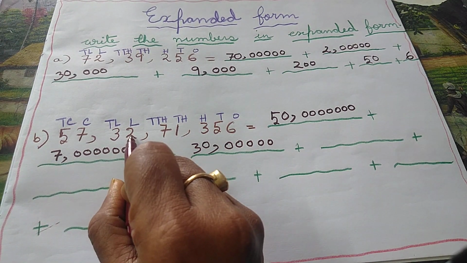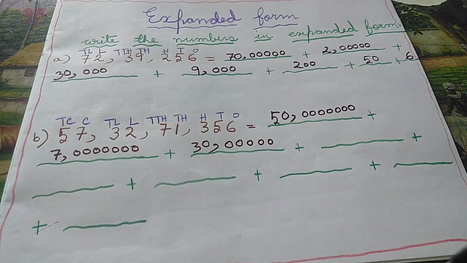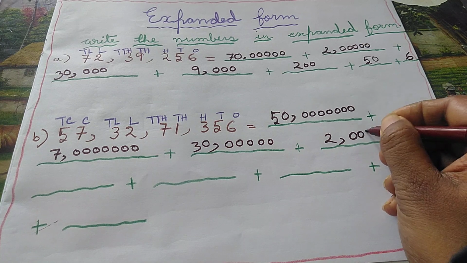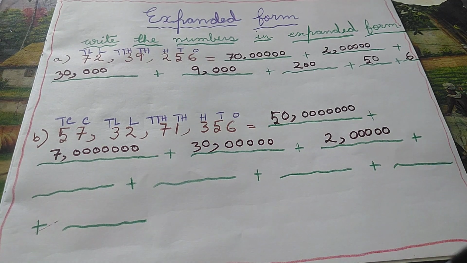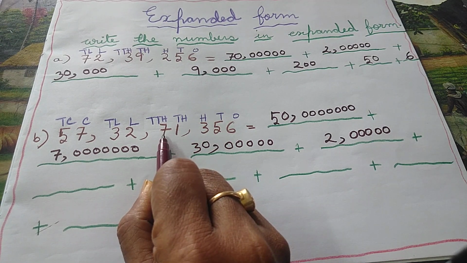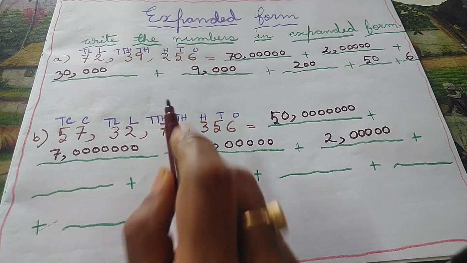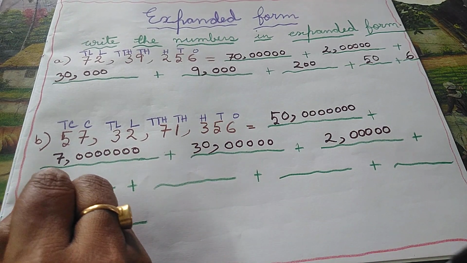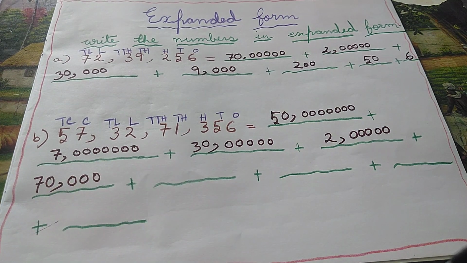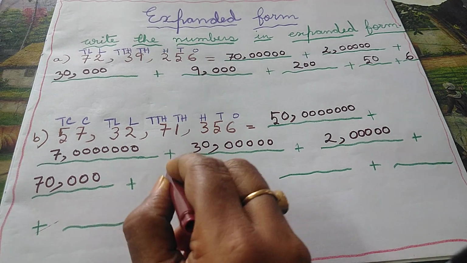The next digit is 2. What is the place value of 2? 2 lakh. 2. For lakh, there will be 5 zeros. The next digit is 7. Place value of 7 is 7 10,000. 7 for 10, 1 0. For 1000 there will be 3 zeros. The next digit is 1. 1000.